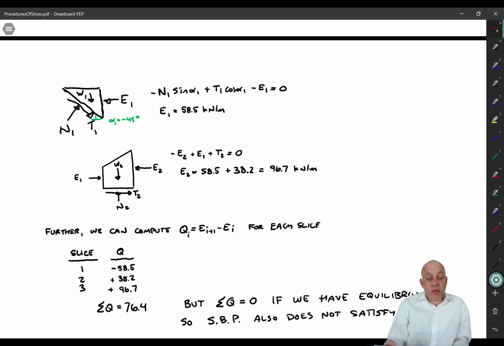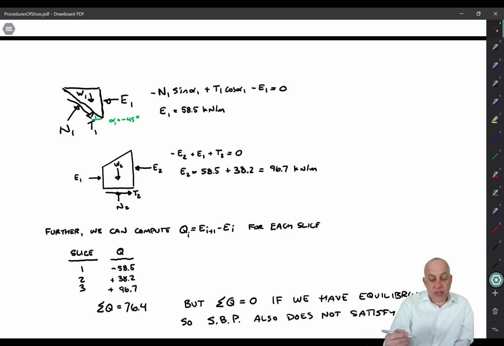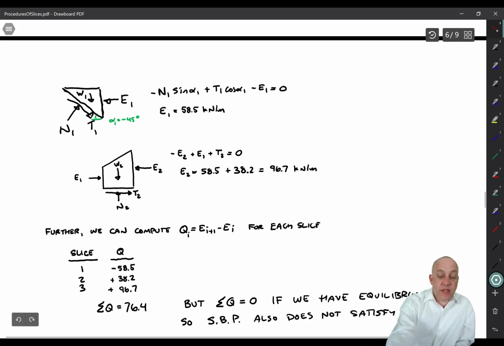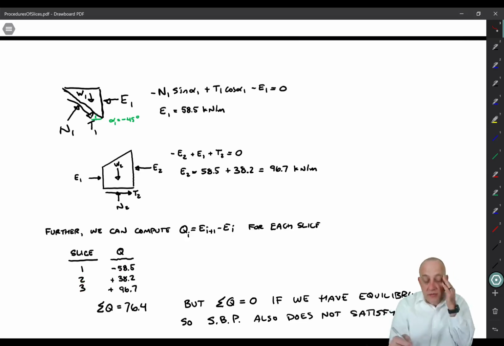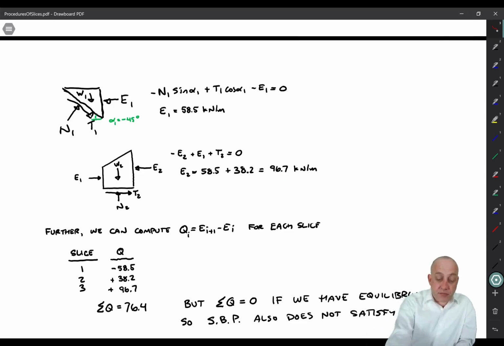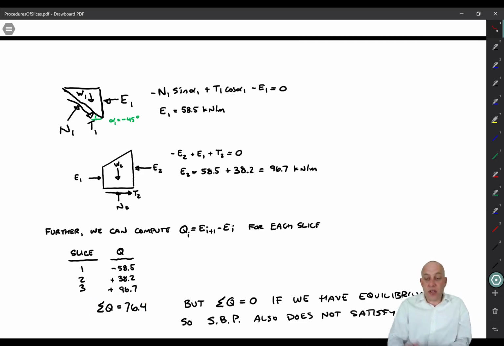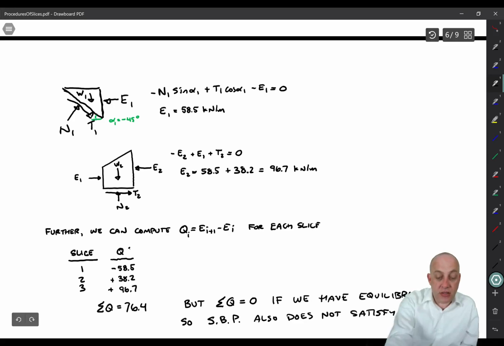So anyway, if we come up with those resultant forces for each slice, for slice 1 it's just equal to E1, minus 58.5, because it's acting from right to left. For slice 2, it's going to be E2 minus E1, which comes out to be 38.2, and then for slice 3, the force is acting from left to right, so it's positive 96.7. Okay, then we can add together all of those forces, and it's equal to 76.4 kilonewtons per meter. These should all be kilonewtons per meter.